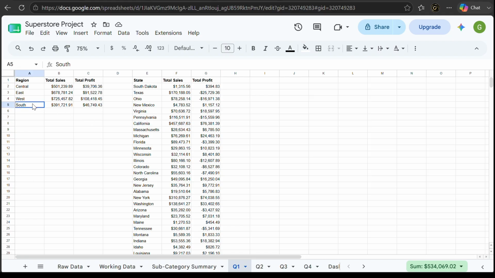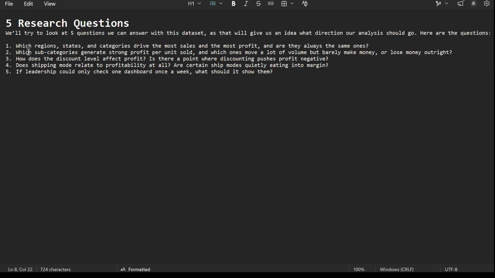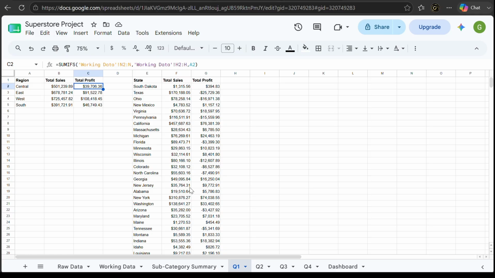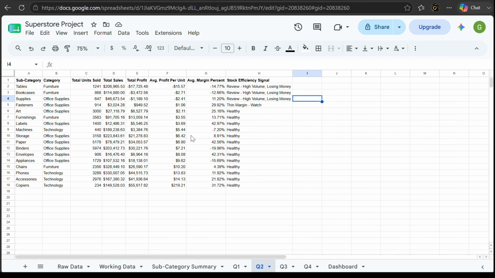For example, in the southern region, you had sales of $391,000 and a profit of $46,000. But the central region had higher sales, yet still had less profit. So that already answered question one. In question two, they asked which subcategory generates strong profits per unit sold, and which one moves a lot of volume but barely makes or loses money. So looking at strong profits per unit, that was Q2.